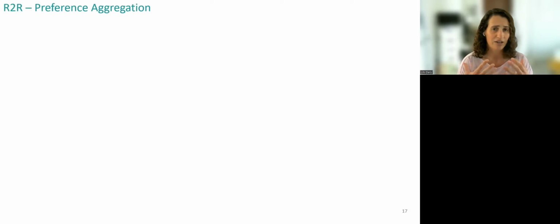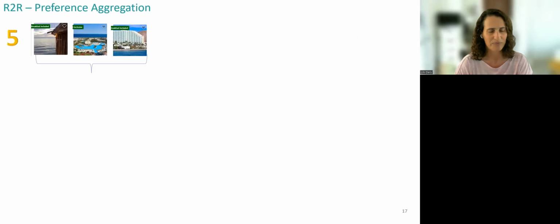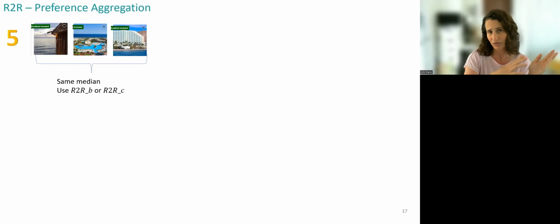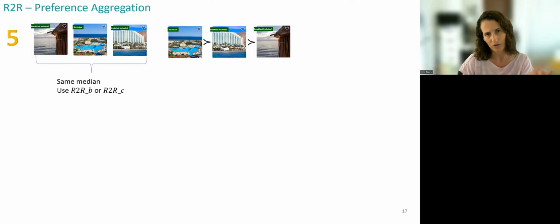Okay, so just to illustrate this, say we have 5 items that have the same median, okay? So this is not the scores given by a user. This is the median of all the scores of all the users. And now we need to use either R2R or R2RC to order these items.